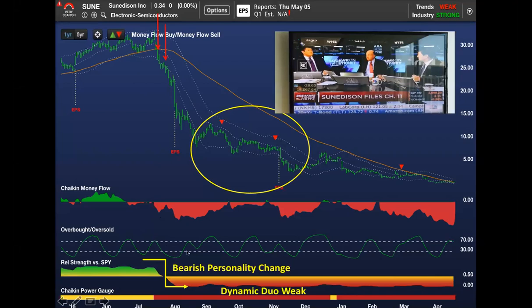So the dynamic duo was in place, and you had negative earnings surprises and opportunities to buy put options when it broke down here below 25, and then along the way. This chart ends in April of 16. Why? Because the company filed for bankruptcy.